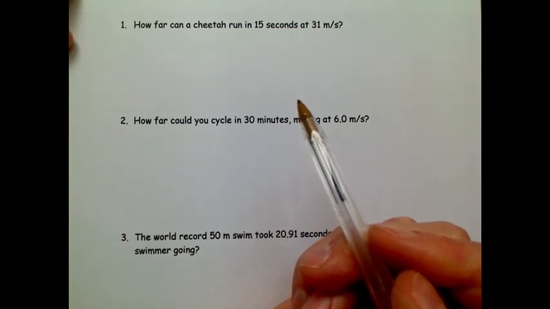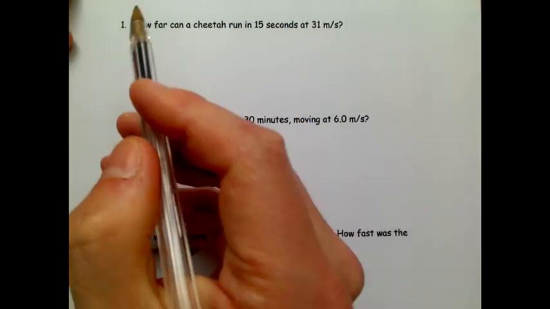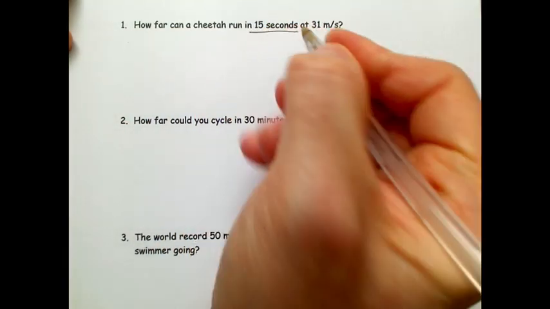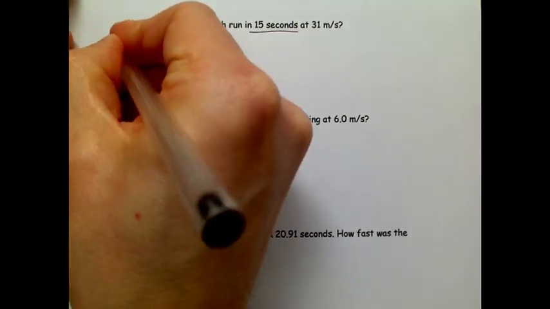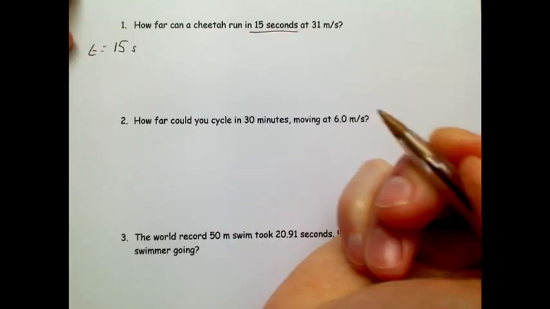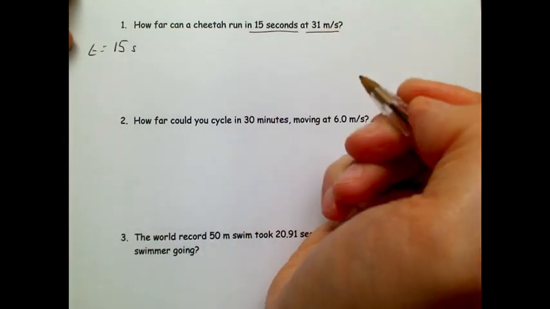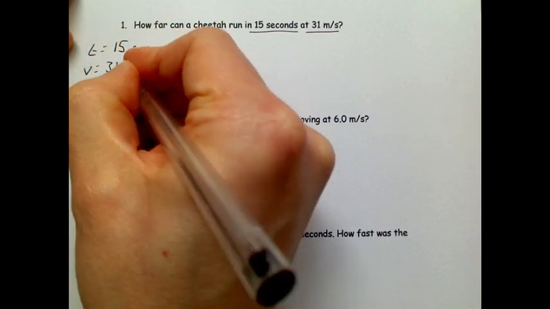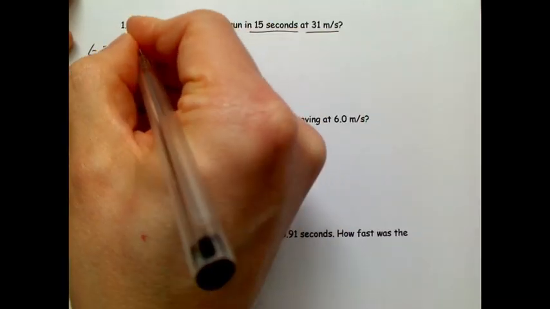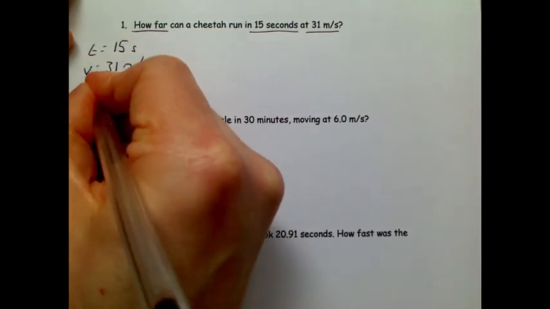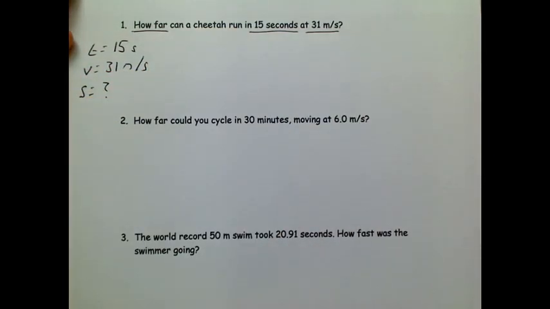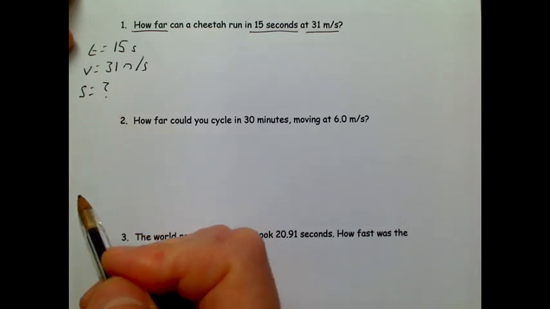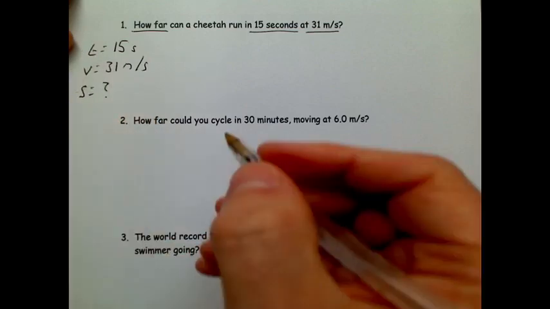out all of the key information that I'm going to need in order to answer this question. So, how far can a cheetah run in 15 seconds? Seconds is a unit of time, so I have a time of 15 seconds. 31 meters per second. Meters per second is a unit of speed, so I have a speed of 31 meters per second. And how far is asking me to work out the distance travelled. So S is my unknown, and then I write a question mark to remind myself that that is what I'm trying to work out. So what equation do I know that links S, V and T?